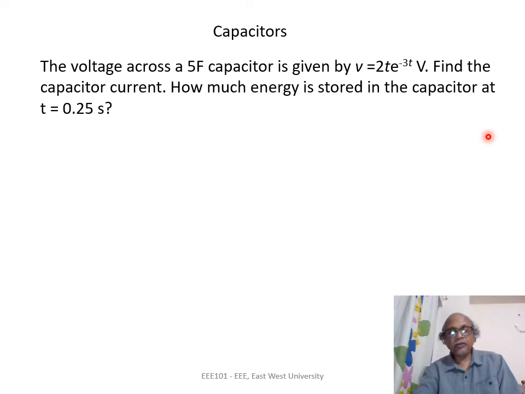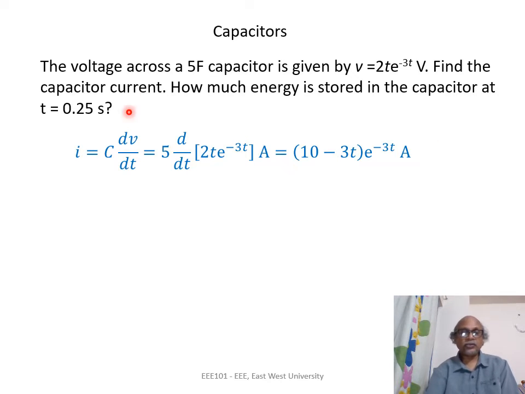Voltage is given, we want to find the current, so we use the I equal to C dV/dt relationship. If the capacitance is in farad, the voltage is in volts, and time is in seconds, the unit of current will be ampere. Using the product rule, we can differentiate this function easily, and finally we get that this is the current flowing through the capacitor corresponding to this voltage.